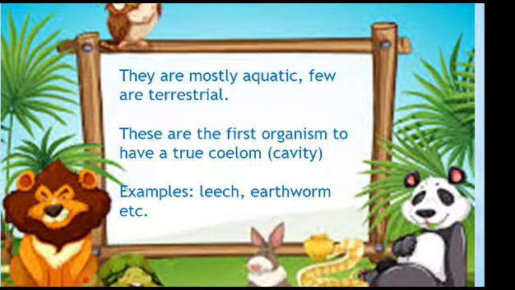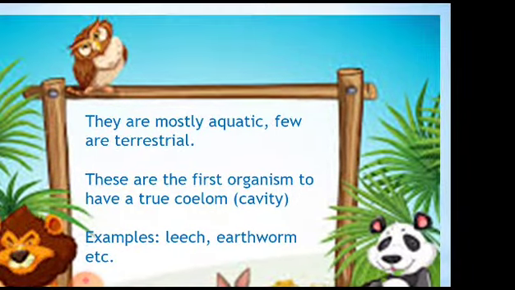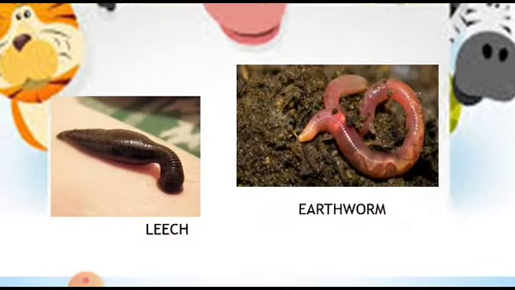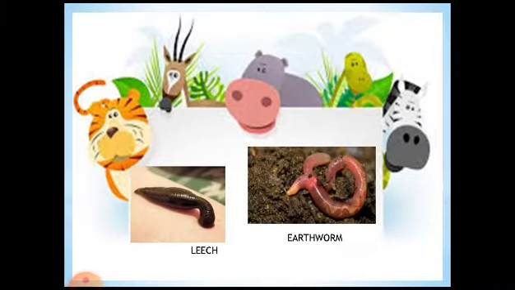These are the first organisms to have a true coelom. Here, coelom means cavity. I have discussed this in the previous video also. Examples of this phylum are leech, earthworm and many others. Here you can see the figure of the leech and the earthworm. You have already seen them in the soil.